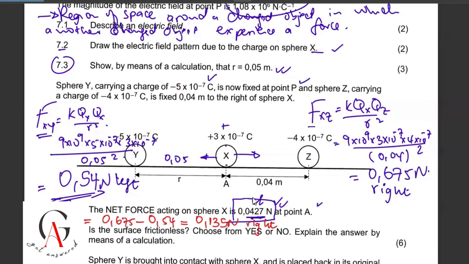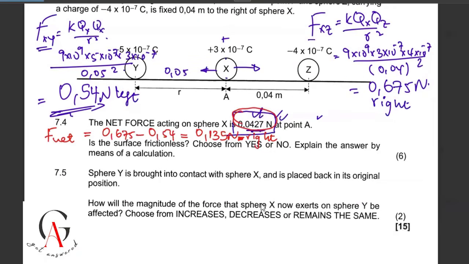Now, the fact that the net force that is acting on sphere X is 0.0427, then we can say that our net force here is bigger. So there has to be another force, friction, that's going to reduce this 0.135 to 0.0427. So is the surface frictionless? The answer is no, and we have explained using the calculations.